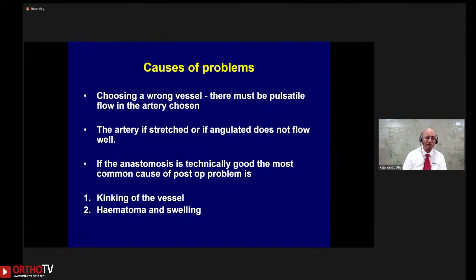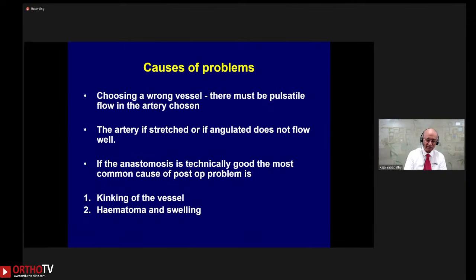So what are the causes of problems? You are choosing a wrong vessel. If you are doing an artery, it must have pulsatile flow, and when you divide it, it must just spurt out. If it is not spurting out, you are doomed for failure. I will not do a replant if the artery doesn't spurt out. It has to spurt out to the end of the table. If the anastomosis is technically good, the most common cause of post-op problems is kinking of the vessel or hematoma.